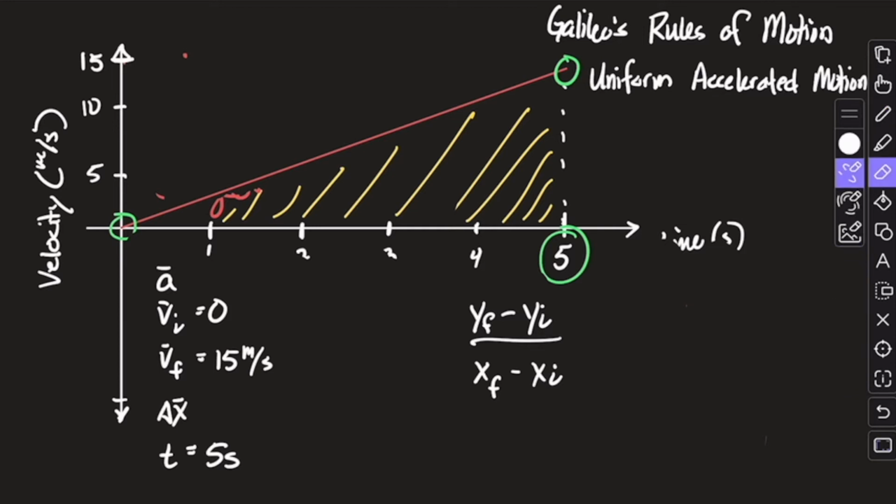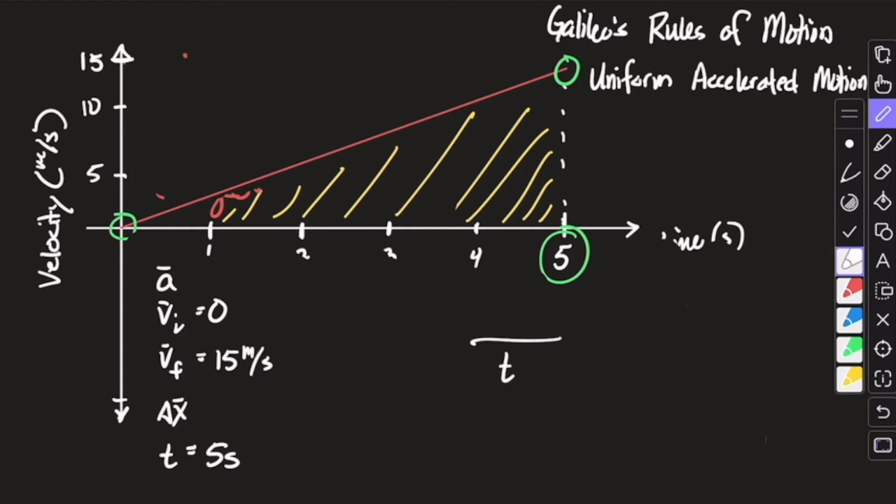On our horizontal axis, we have time. You could say time final minus time initial if you want. And on the top axis, we have velocity. V final minus V initial. This is how we figure out the slope. But the slope is acceleration.